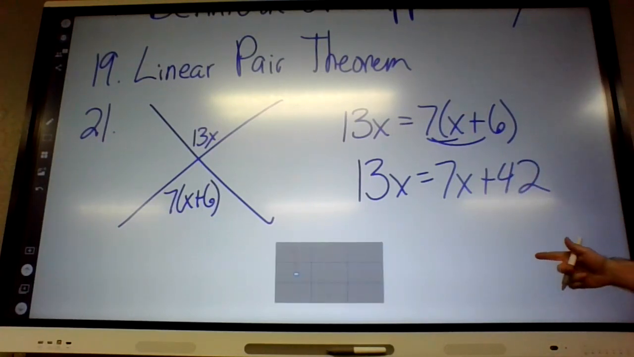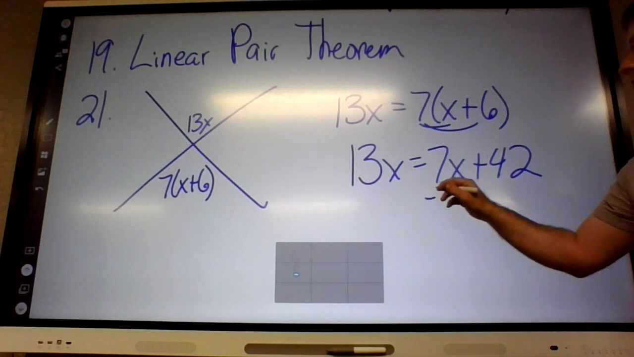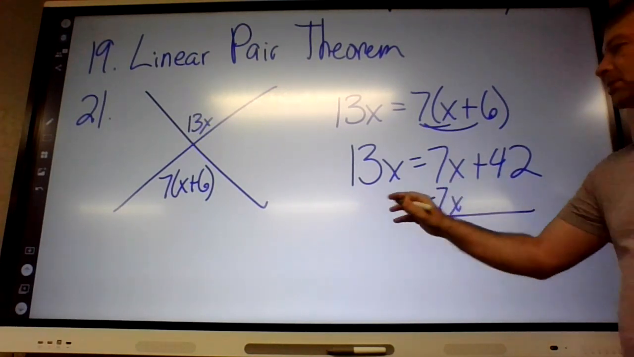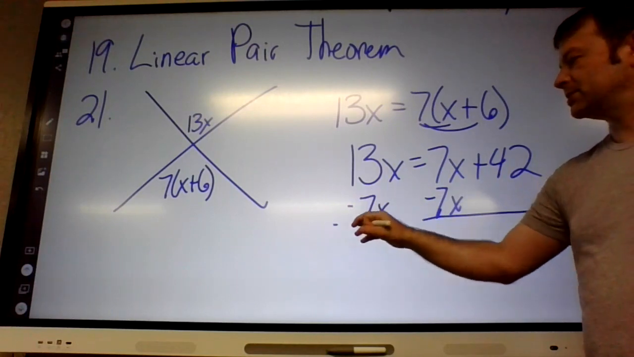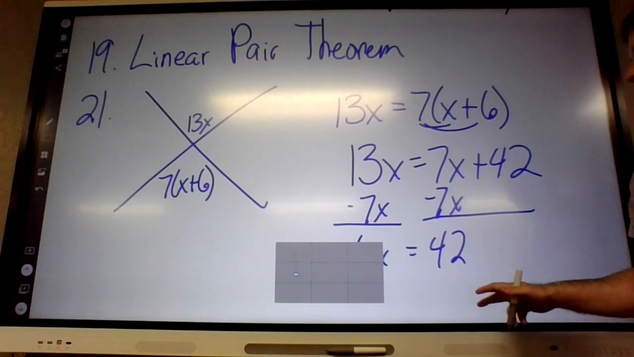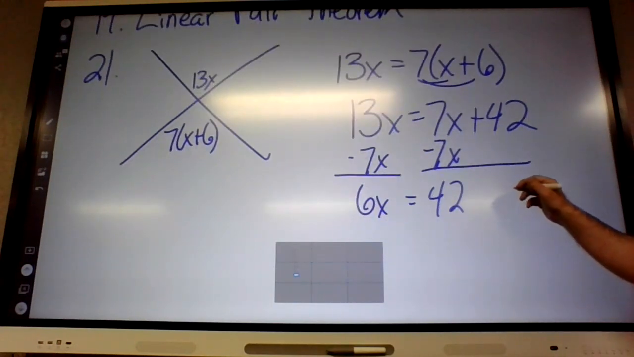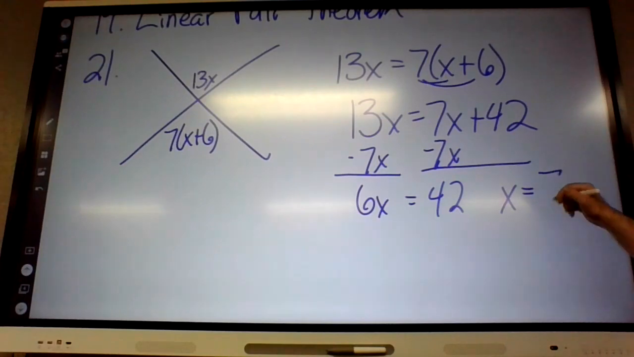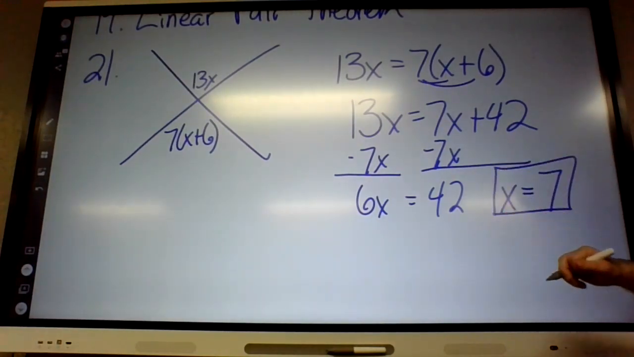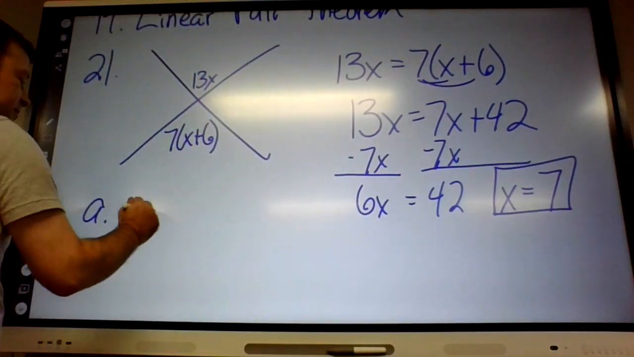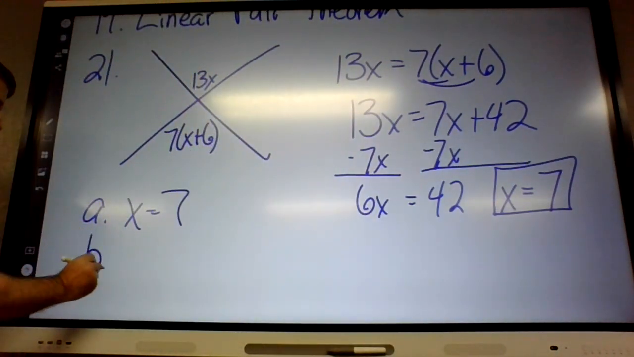X is on both sides, so subtract 42 and subtract 7x to isolate the x's on one side. Divide by 42. Now divide by 6. So x is 7. Well, that was the first question: what's x?